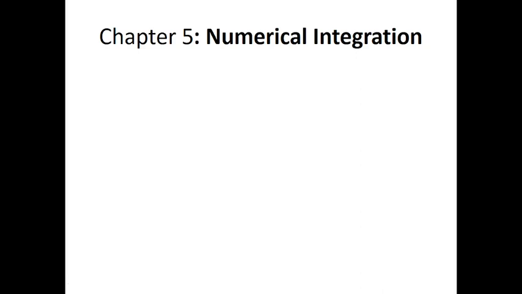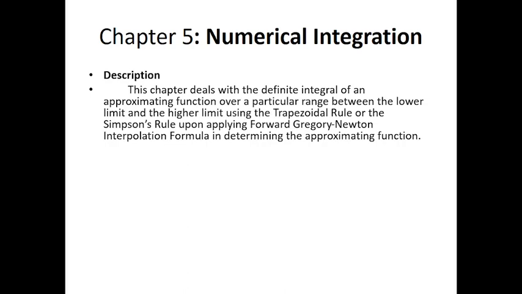So in this chapter, it deals with the definite integral of an approximating function over a particular range between the lower limit and the higher limit using the trapezoidal rule or the Simpson's rule, upon applying the forward Gregory-Newton interpolation formula in determining the approximating function.